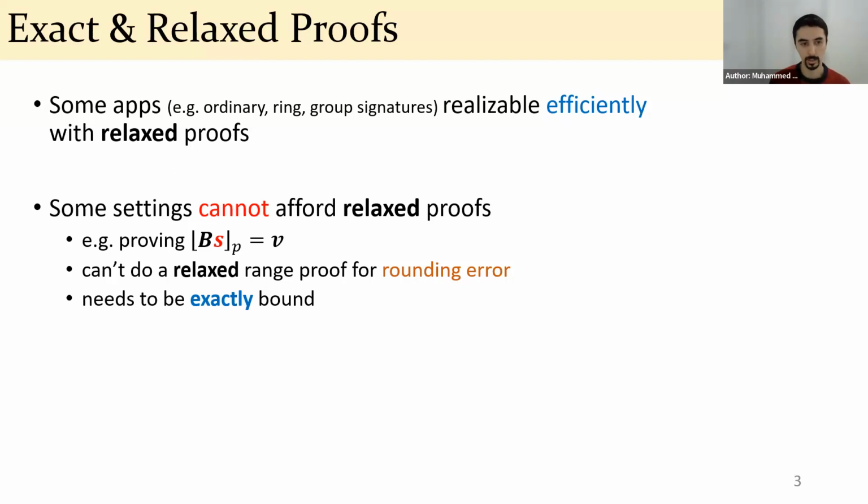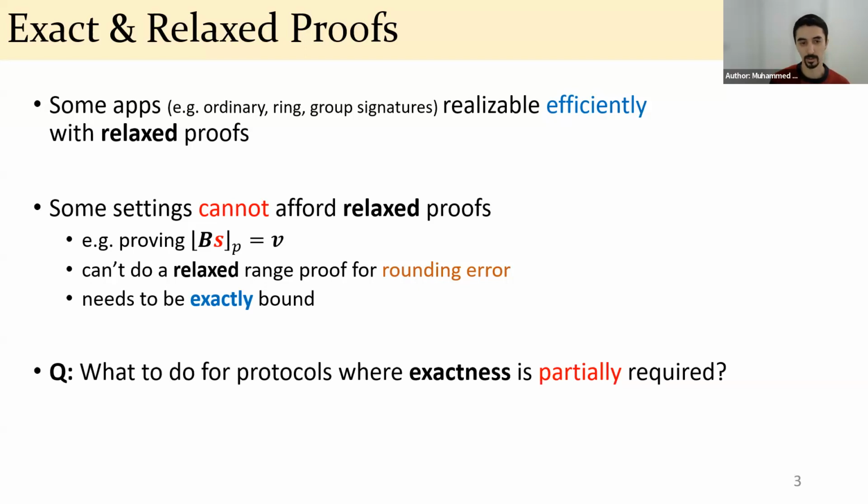In this relation, we actually cannot do a relaxed range proof for the rounding error because we need to tightly and exactly bound this rounding error. So we cannot have any slack in it. We cannot prove that it is a bit bigger than the rounding bound. So we need to bound it exactly. A natural question that we might ask, and this is the question that we answer in our work, is what we can do for protocols where we need exactness for only a part of this secret vector S. Obviously we can just use exact proofs all around, but then this is going to be inefficient.